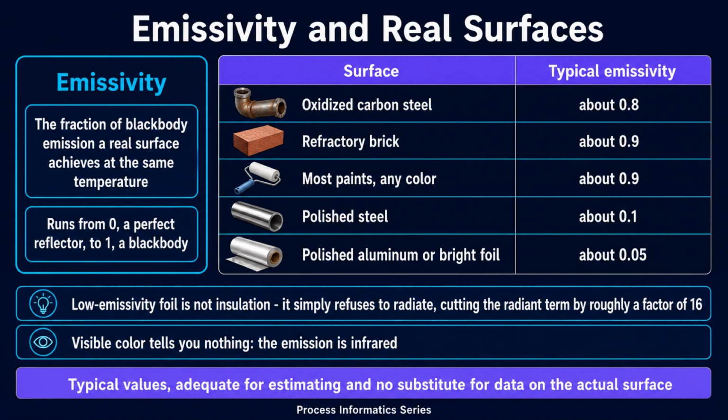Two of those deserve comment. First, oxidized steel sits near 0.8, but clean, polished steel is far lower, around 0.1, meaning a pipe's radiant loss climbs substantially during its first months in service as the surface weathers. Second, the gap between polished aluminum at 0.05 and everything else at 0.8 to 0.9 is a design tool. A low emissivity foil wrapped around insulation is not insulation in the conductive sense at all. It simply refuses to radiate, cutting the radiant term by a factor of roughly 16. Note also that visible color tells you nothing, because the emission is infrared.